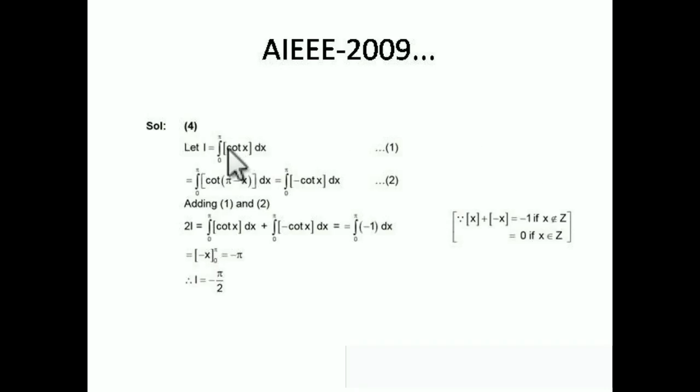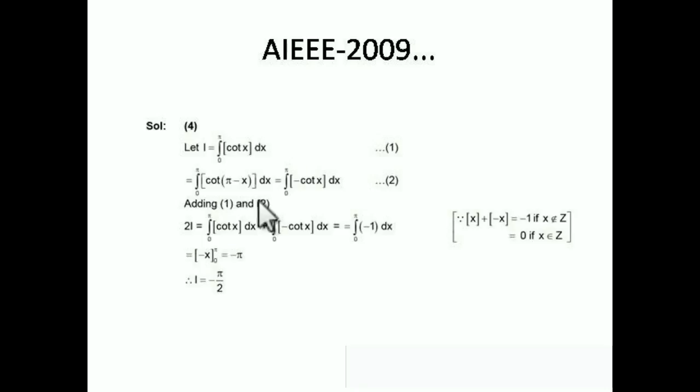See, I is equal to integral from 0 to pi of box of cot x dx. So what we do is replace x by upper plus lower minus x, that means pi minus x. So cot of (pi minus x) dx becomes integral from 0 to pi of box of minus cot x dx, because pi minus x is in the second quadrant where cot is negative. Now, this is also I, so we add them up and it becomes 2I is equal to integral from 0 to pi of box of cot x plus integral from 0 to pi of box of minus cot x dx.